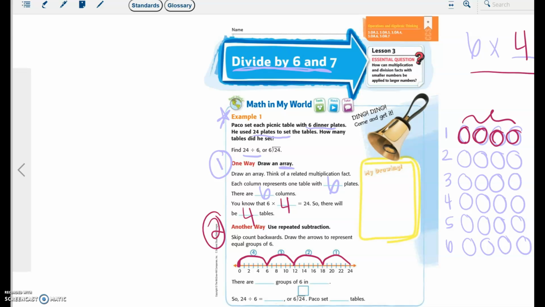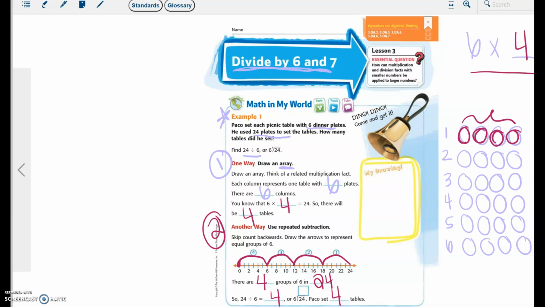I went backwards 4 different times. There are 4 groups of 6 in 24. So 24 divided by 6 is equal to 4. Paco set 4 tables.